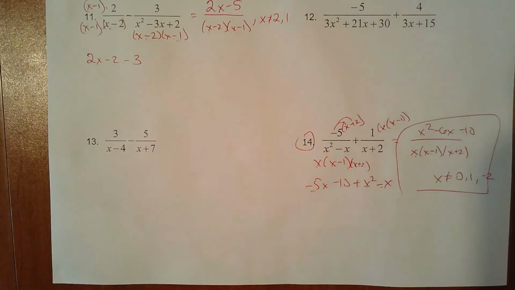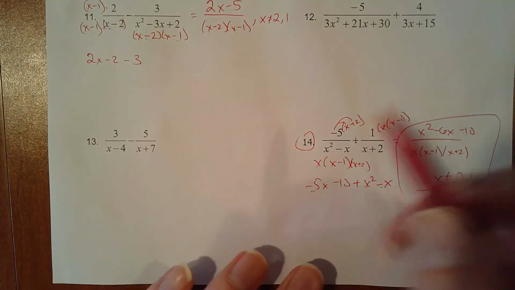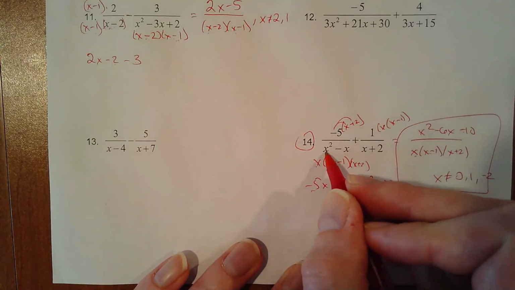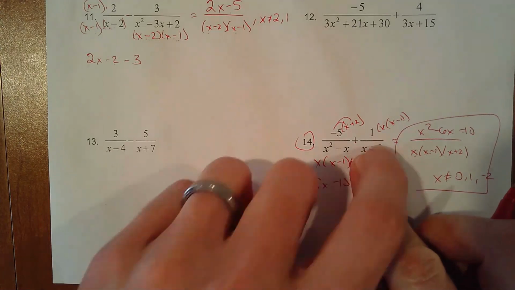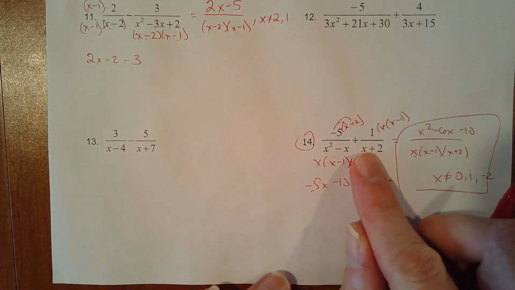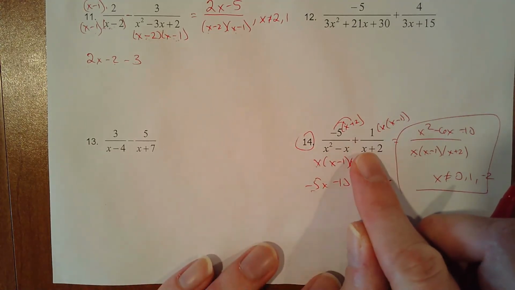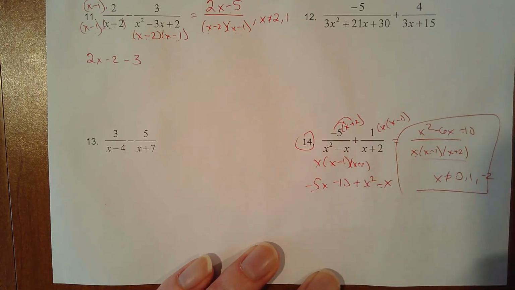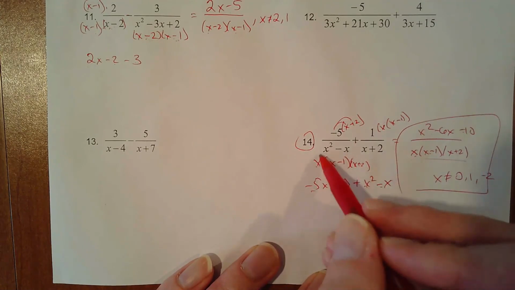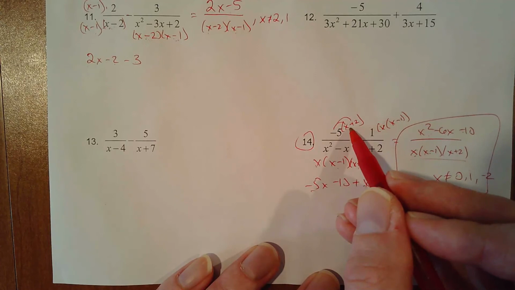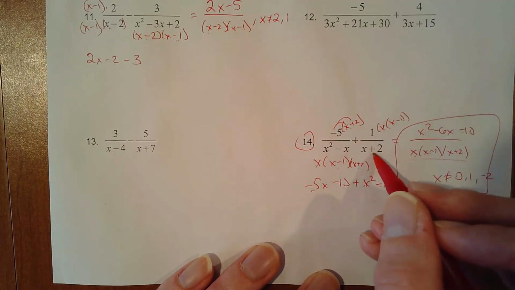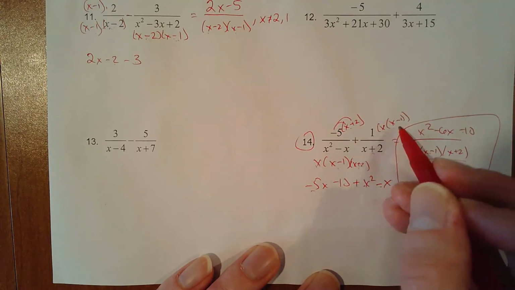Okay. And then number 14, this guy here, I got x squared minus x, which would be x times x minus 1, and then this one over here is x plus 2. They don't have anything in common, so I really just need to multiply all three of those together. So my least common denominator would be x times x minus 1 times x plus 2. So what's missing? Well, this has the x and the x minus 1. It needs an x plus 2, so I'm going to multiply the top by x plus 2. This one has the x plus 2. It's missing the x and the x minus 1.